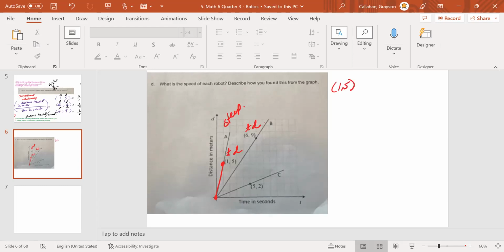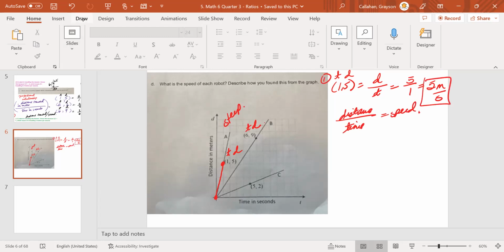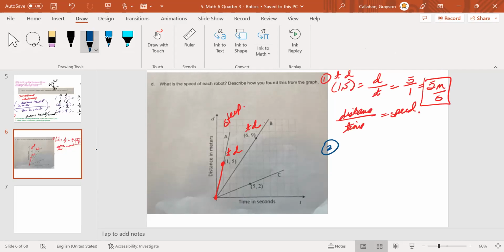So what is the speed of each robot? Well, you have 1,5. Remember, this is time and distance. We want to do distance divided by time, which is 5 over 1, which is 5 meters per second. This right here, distance divided by time, is going to give you the speed. Okay? That's the first one. Your second one is going to be 9 divided by 6. This was 6 comma 9. Remember, this is time, this is distance. Distance divided by time is 9 divided by 6, which is, what was it, 1.5?